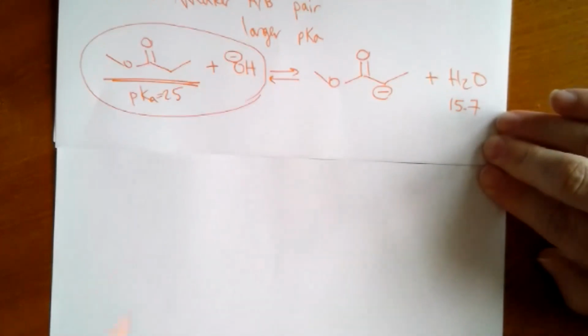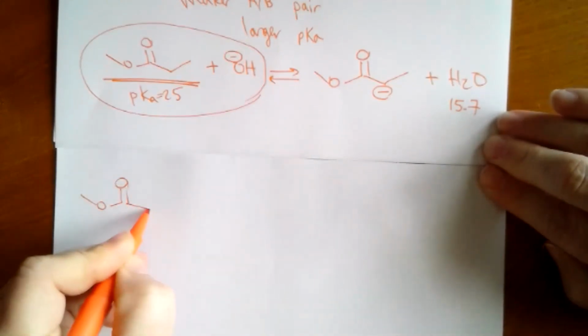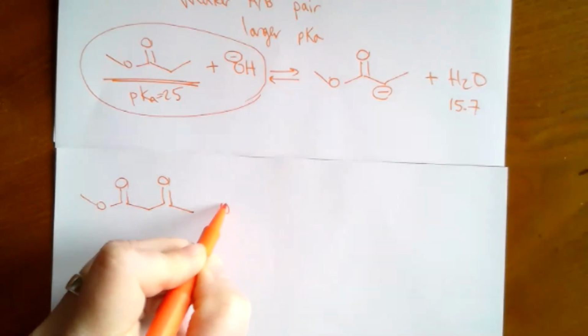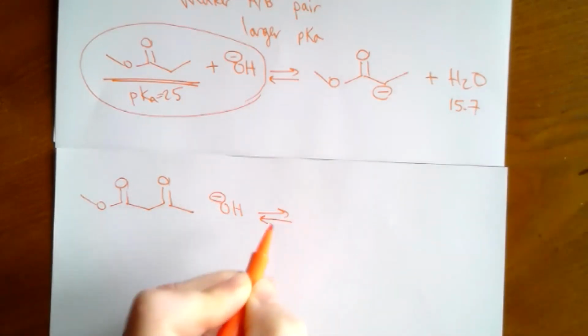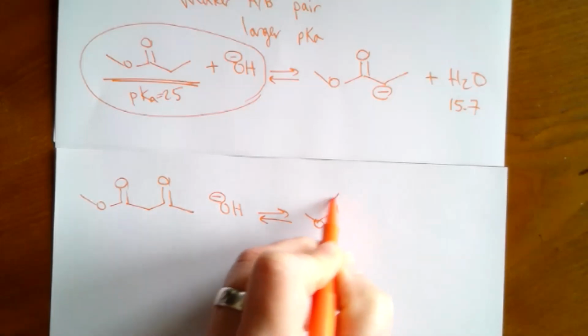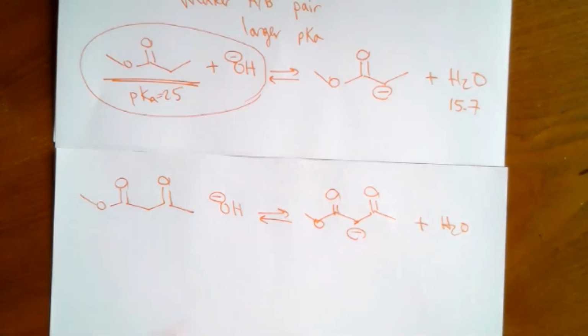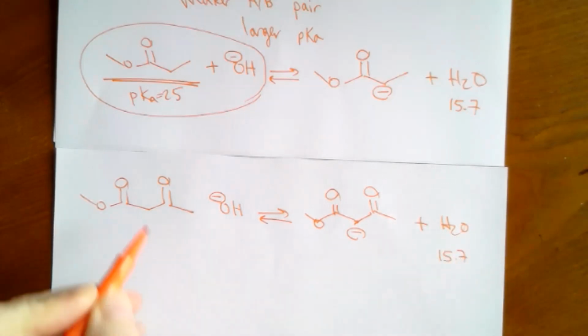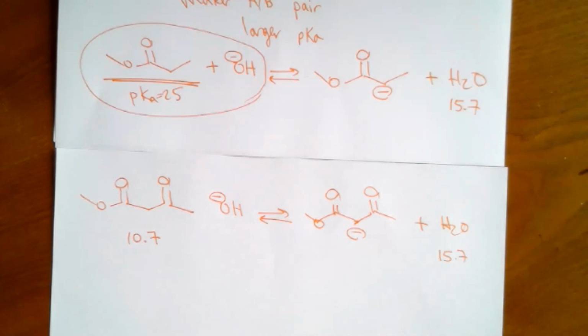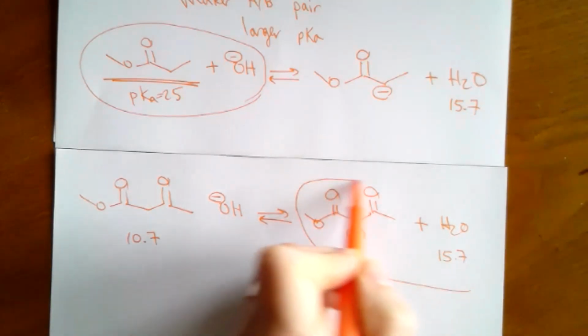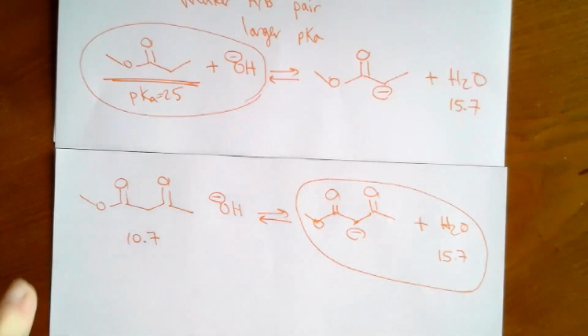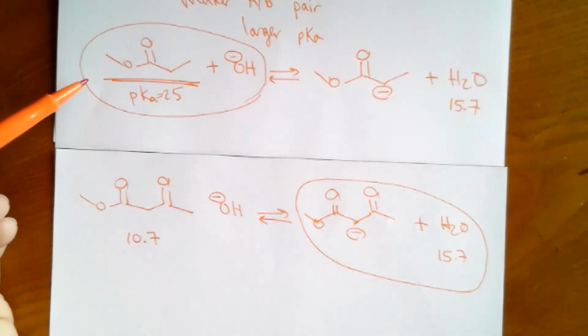But if I want to use hydroxide to try and deprotonate that beta diketo compound, well, let's look at the pKa of this. There's my enolate. Acid on this side, 15.7. It's water, it's the same. Acid on this side, 10.7. Equilibrium favors the products. So if I compare these two reactions, in this top one, equilibrium favors reactant. In the bottom one, equilibrium favors product.